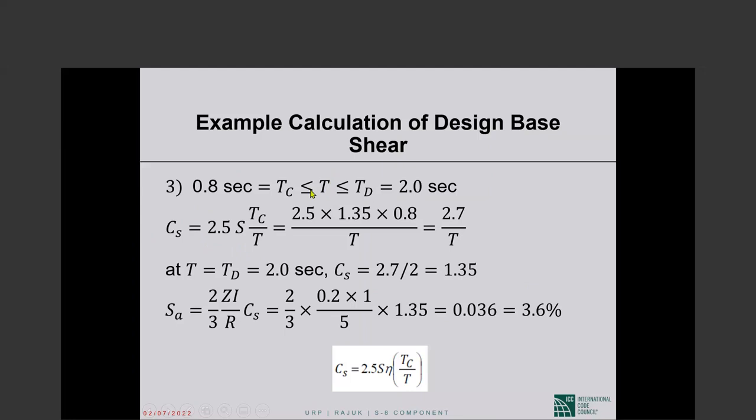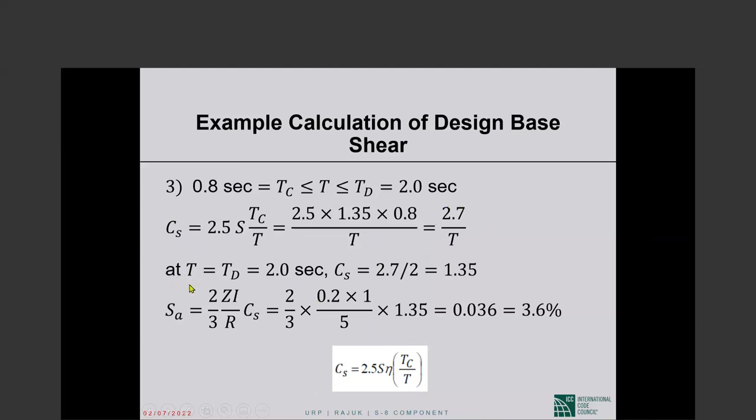So T between T sub C and T sub D, this is the descending branch. T sub C has a value of 0.8 second in our case. T sub D is 2 seconds. So C sub S from this equation, taking eta equal to 1, is 2.5 times the soil factor times T sub C divided by T. 2.5 times the soil factor 1.35 times T sub C 0.8 divided by T. That comes to 2.7 divided by T.